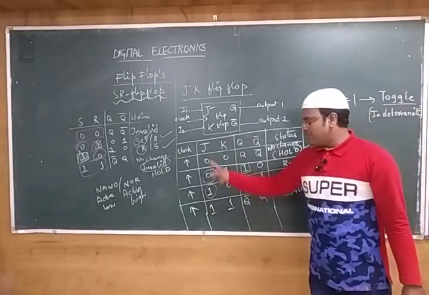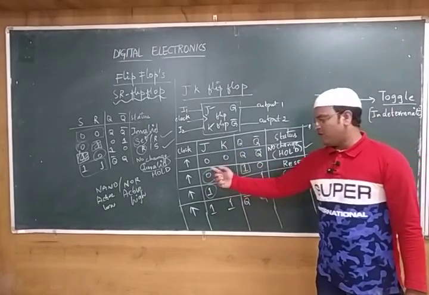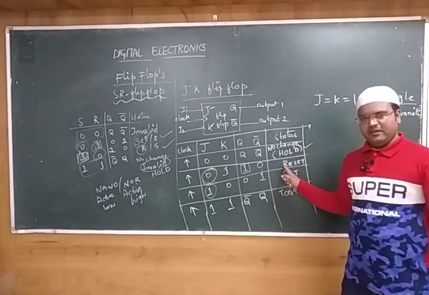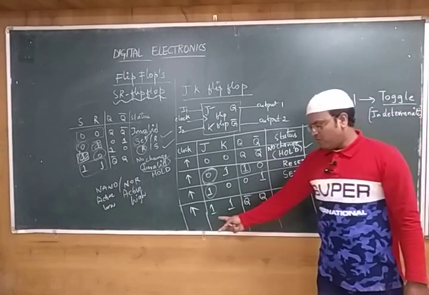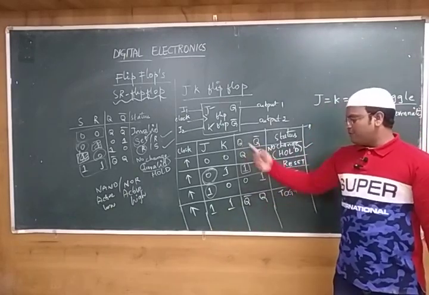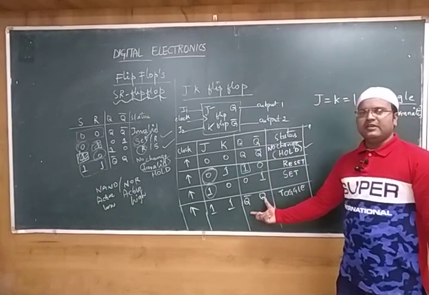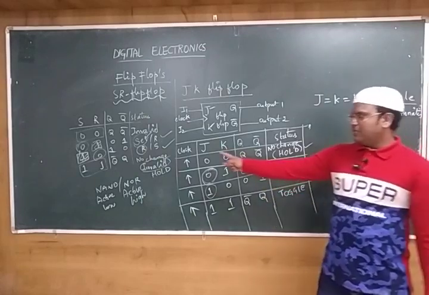Second one, when J is equal to 0 and K is equal to 1, right? For this we are only looking into this particular value. So when J is 0, it is called reset. When J is equal to 1, it is called set state. When both are 1, 1, Q is becoming Q complement, and Q bar is becoming Q, the reverse of it. So this particular stage is called toggle stage, when J and K are equal to 1.